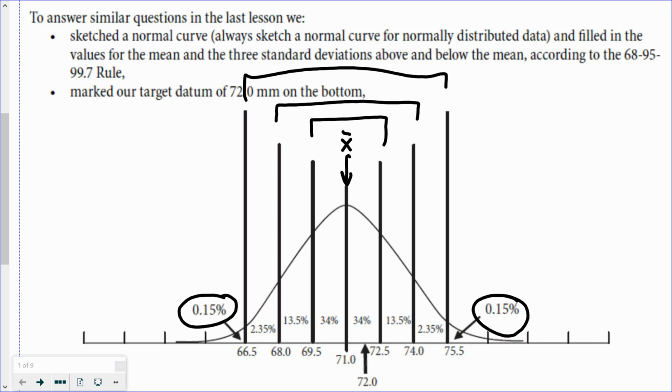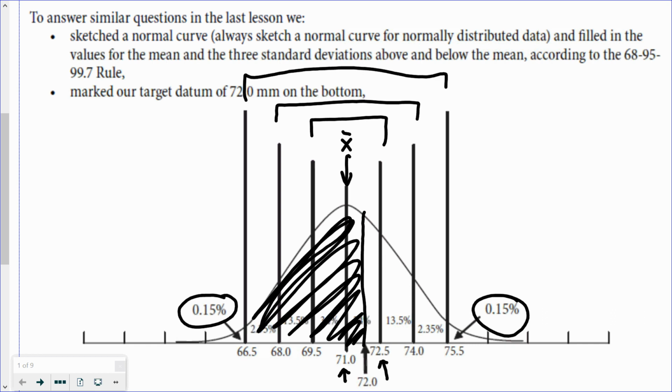So our target based on the question above was 72 millimeters. So if we look at our graph, our mean was 71, standard deviation was 1.5, so 1.5 above the mean is 72.5. So that 72.0 falls somewhere in between, right? It's between 71 and 72.5. So if we were to look at the area under the curve, it would look something like this, right? That's as nice as I can make it on the smartboard.